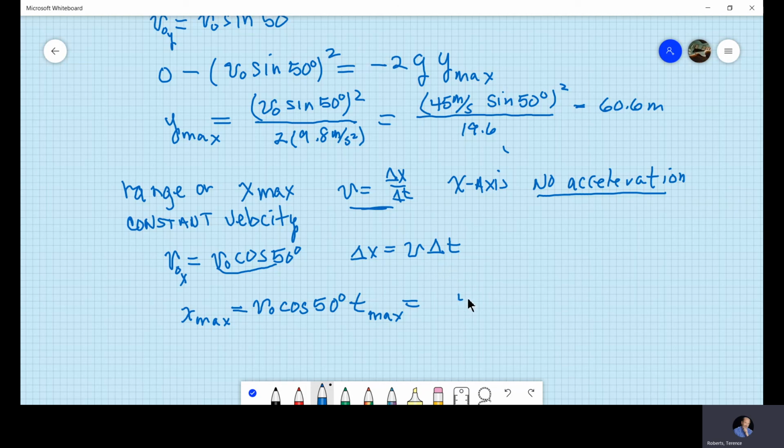We have 45.0 meters per second, the cosine of 50 degrees. Okay, and then we have the time, which was 7.04 seconds, and that gives us 204 meters.